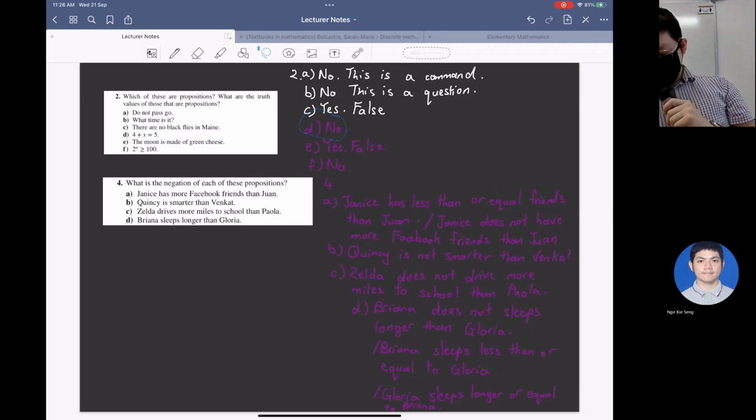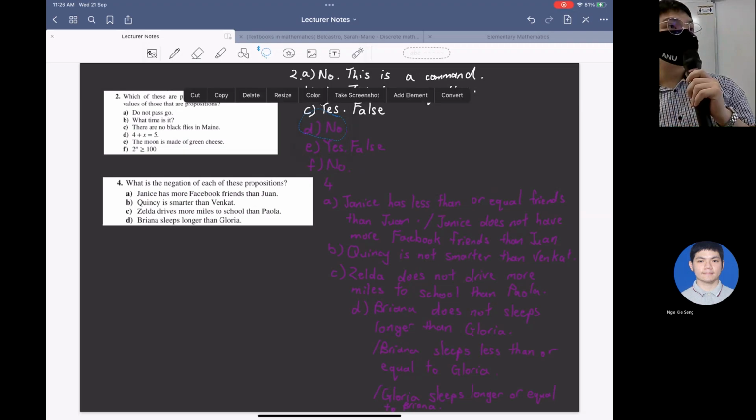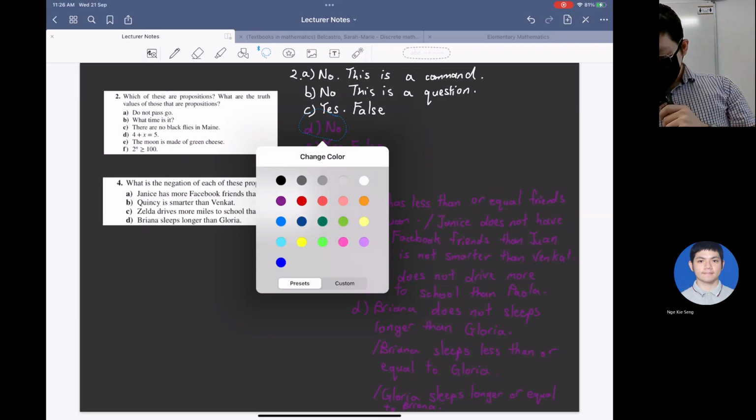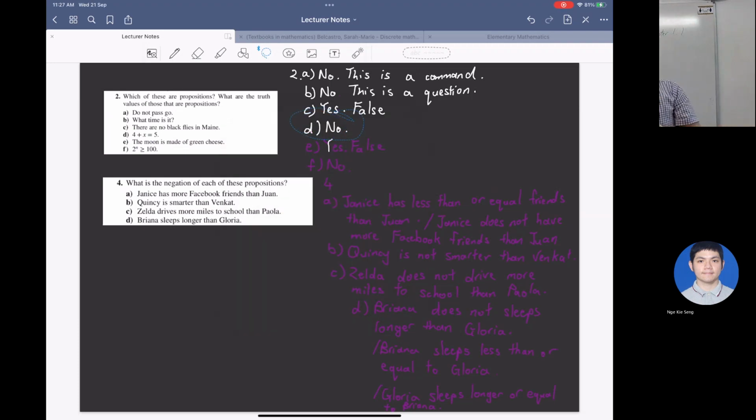Next, 4 plus x equals 5. Yes or no? Why? Because x can be... Let me color it. It can be both true or false. If x equals 1, then this statement is true. If x equals 2, false, because 5 is not equal to 6. Actually, to be proper, we should introduce what is 4, what is 5 first before we talk about this question. In a proper foundation of maths, we will talk about what is 1, what is 2, what is 3, and then what is 1 plus 1. But anyway, in this course, we just assume you know already.